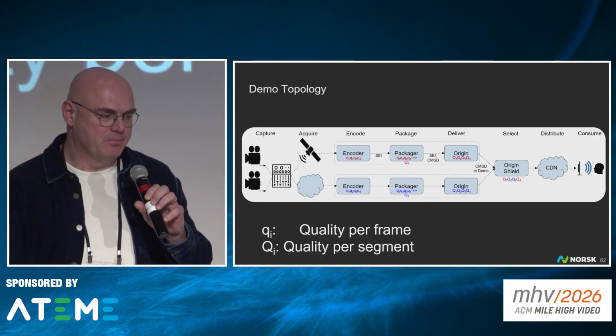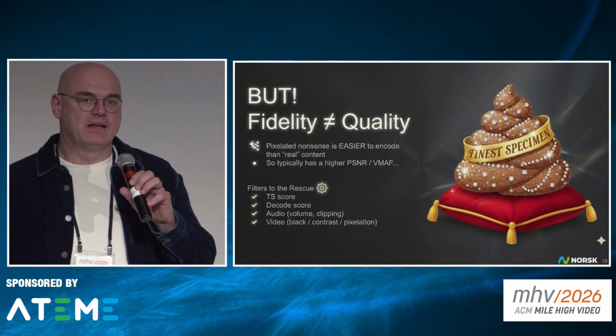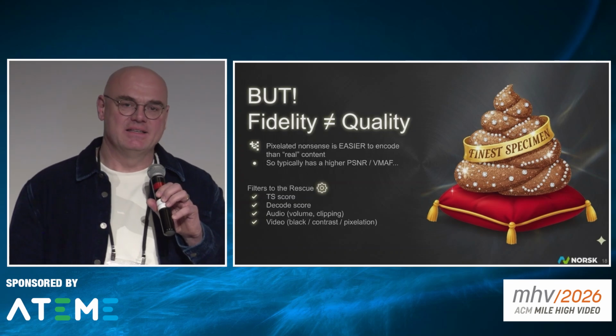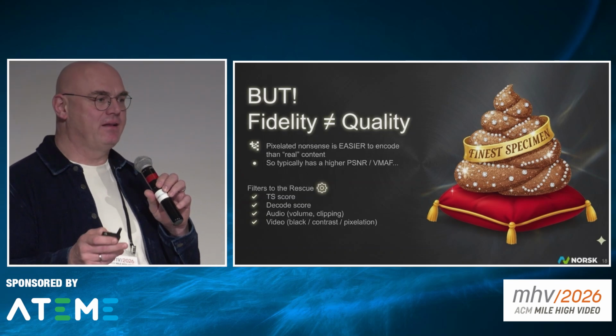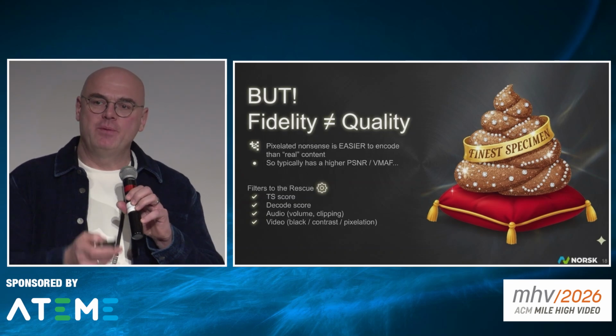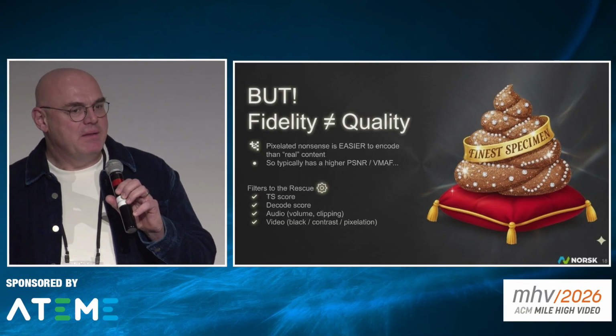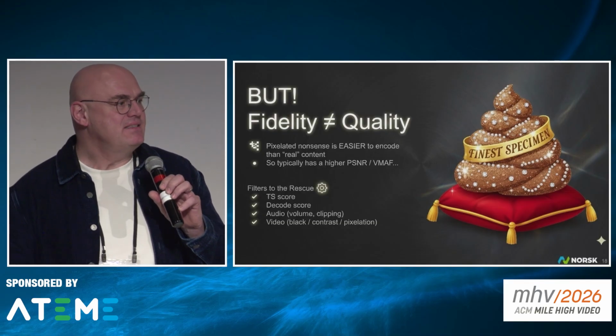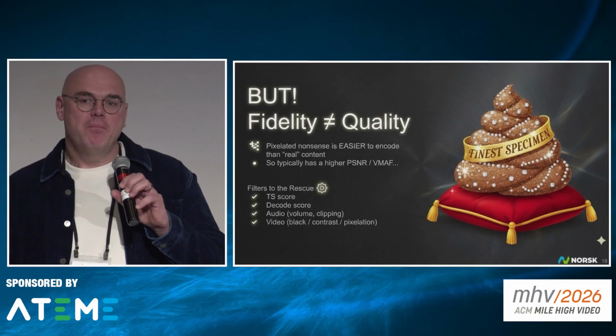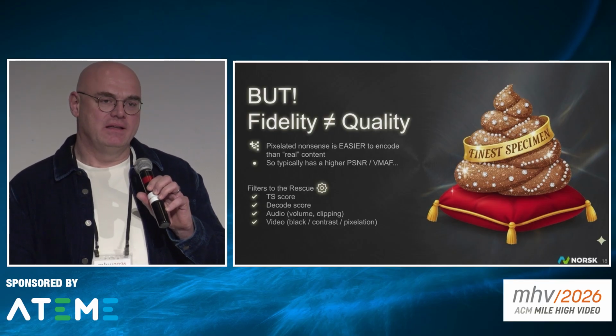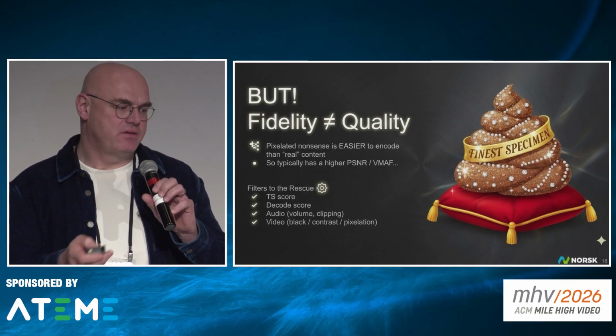and from the packager. The problem is that quality is not the same as fidelity. And what we are measuring here is practically fidelity. Because if we have a black frame input or a pixelated input, the quality might be even better if we encode it, because it's easier to encode. So that means we are not measuring the actual quality that comes into the system, we're just measuring fidelity.